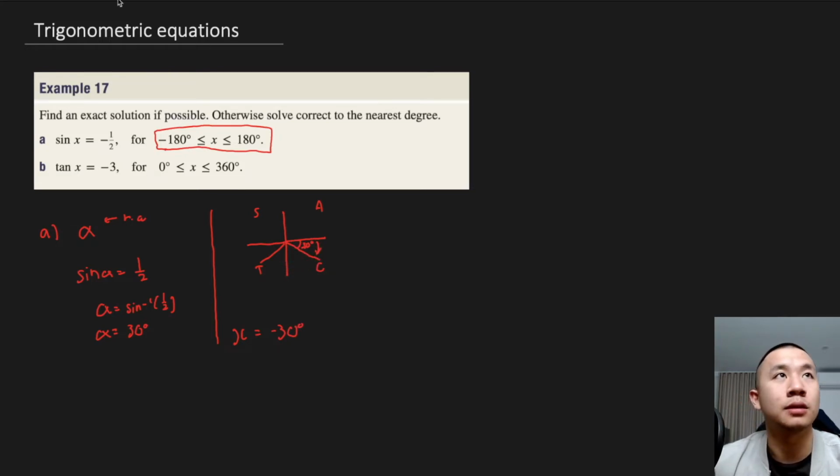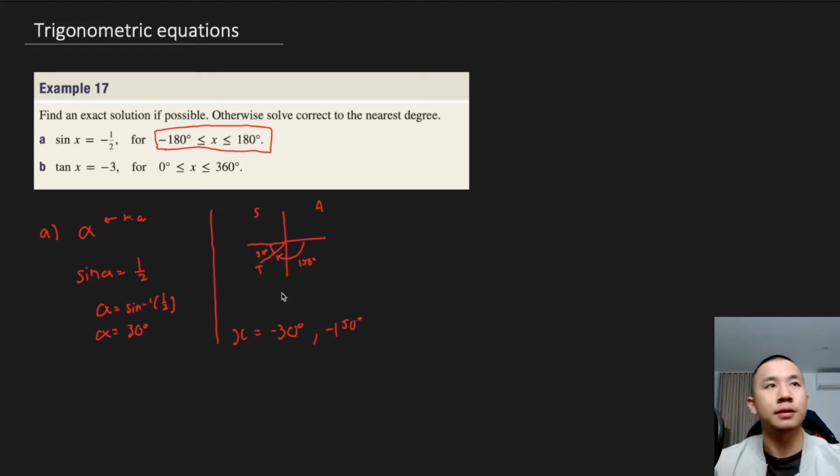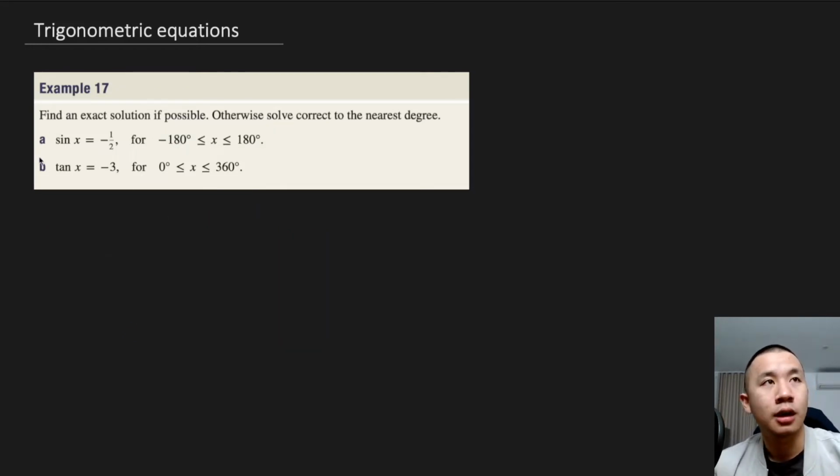And the other one is, actually, I am going to erase this. So the other angle is this thing right here. And this is going to be 150 because using the principal angle, this is going to be 30 degrees. Okay? And so the other solution is negative 150 because remember, it's going clockwise, right? So it's negative. And so these are my two solutions for this question. All right, so let's look at B.